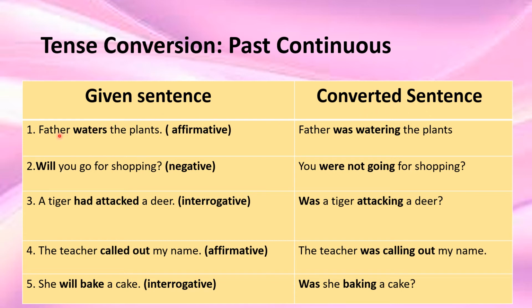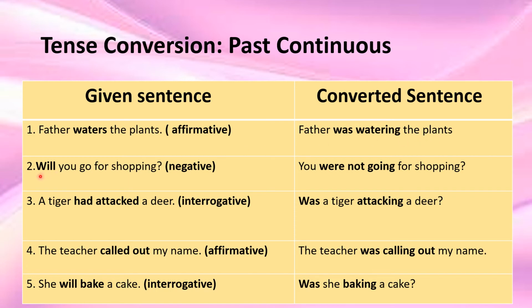Let's discuss them now. The first sentence is, Father waters the plants. Waters here is the s form of the verb, which suggests that this sentence is written in present indefinite tense. And we have to convert it into the affirmative form of past continuous tense. We apply the formula and your sentence becomes, Father was watering the plants.